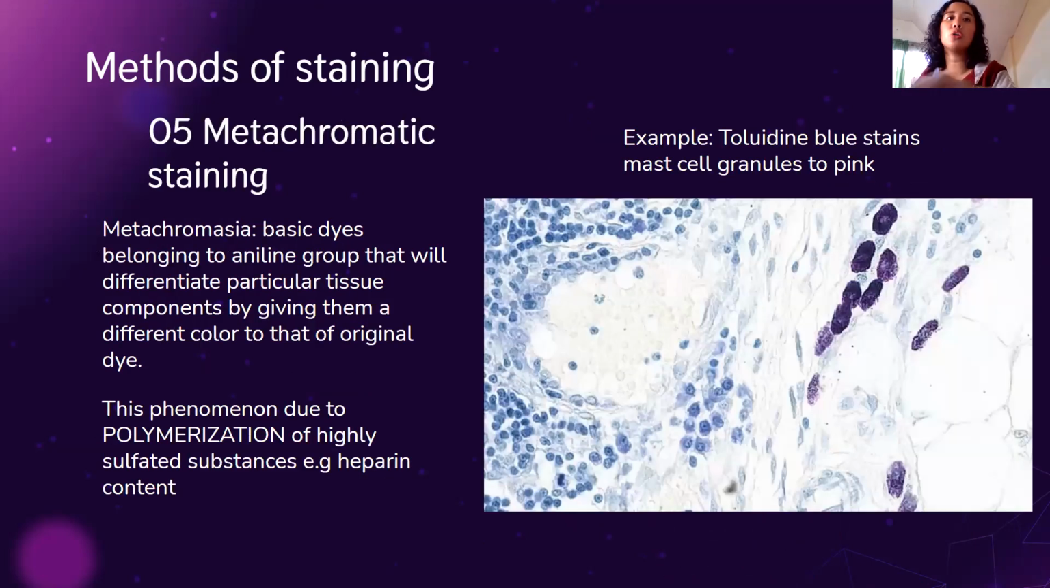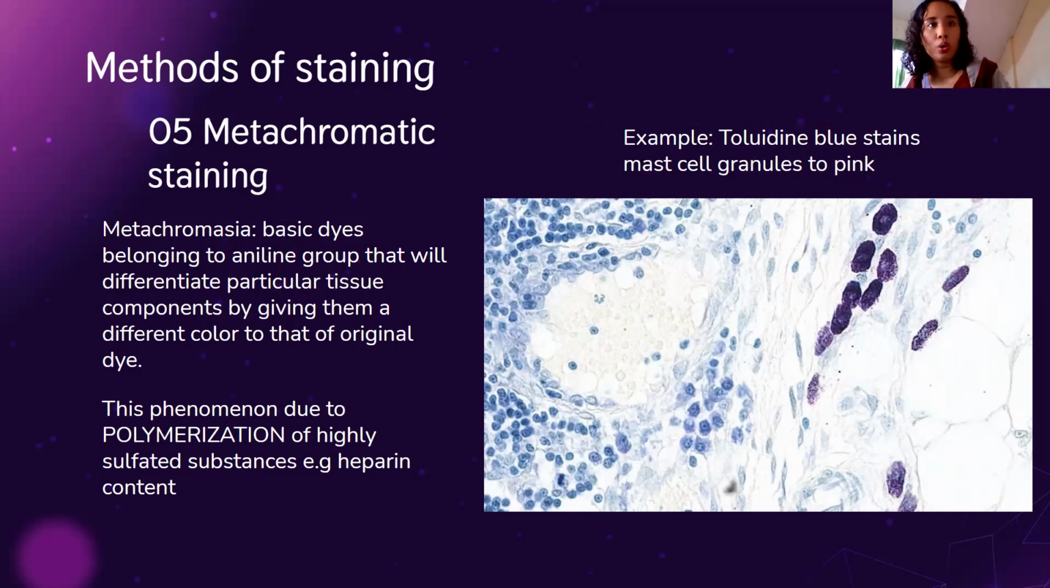So next, we have metachromatic staining. So guys, for my example, toluidine blue is blue. But once it comes in contact with your muscle, it turns to pink or purple. Pink to purple. So guys, this happens: some dyes will change into a different color once they come into contact with a metachromatic tissue. For example, muscle.